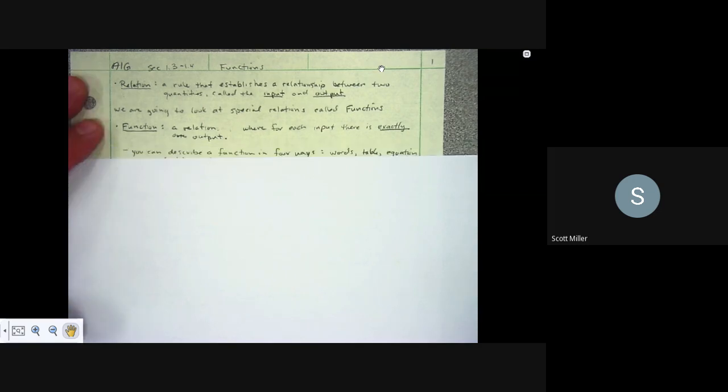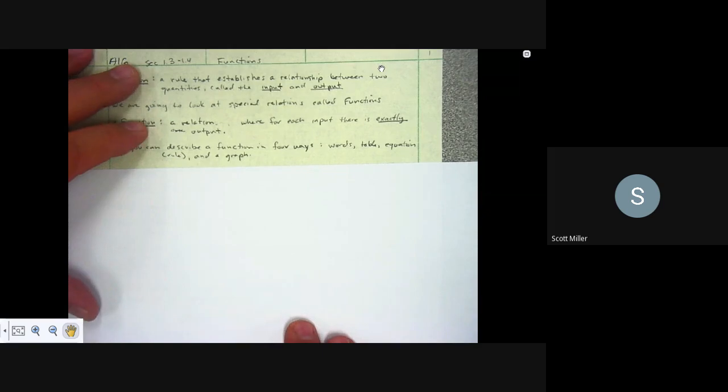So in an equation setting, it'd be like this. If I take an equation and I plug in the number 3, I'm going to get an answer. I'm not going to get two answers. I'm going to get a single answer when I plug in 3. That's what it means. For every input, there is exactly one output.